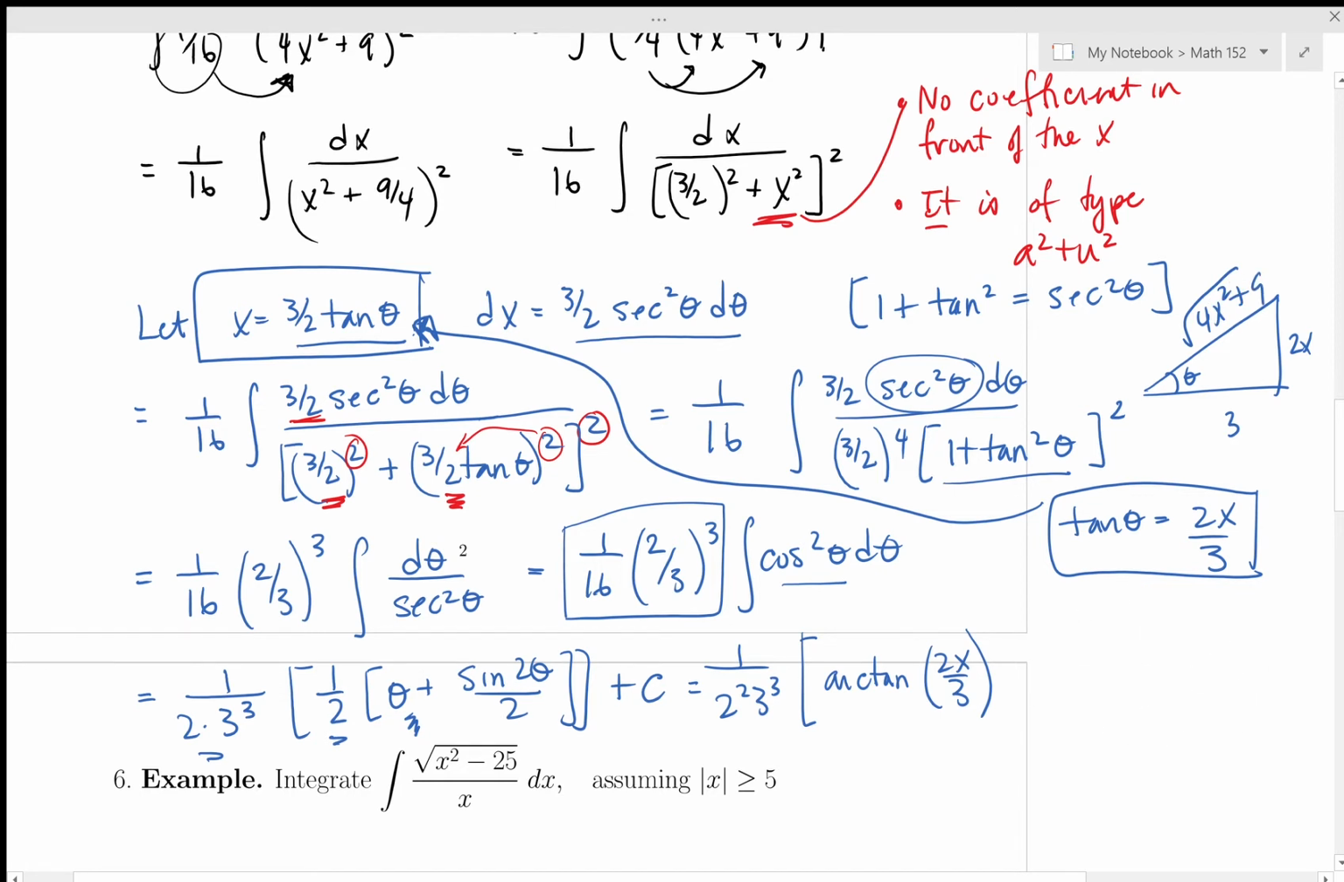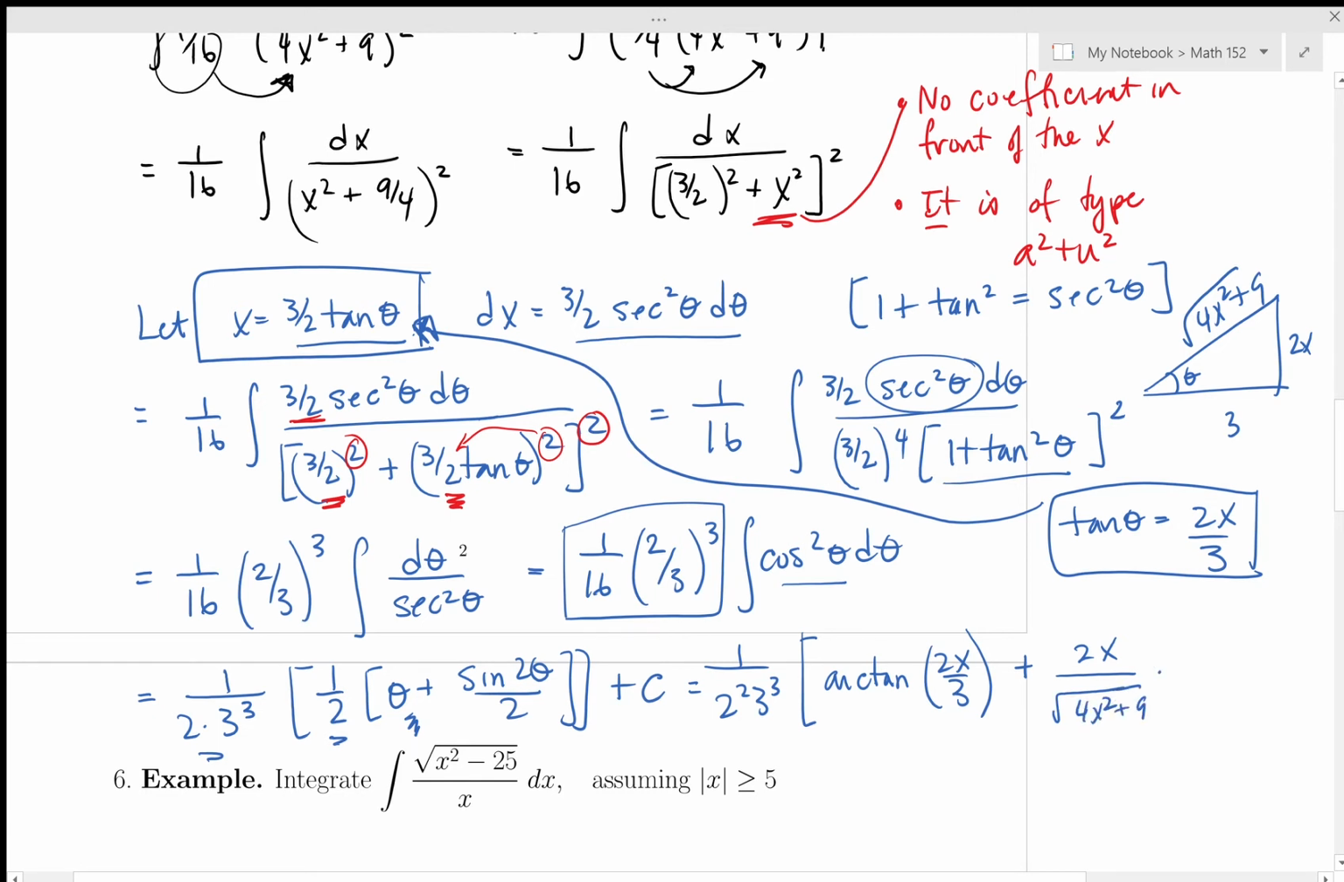Okay, so I've got the 2x over 3, and then I need sine 2 theta over 2, which is 2 sine theta cos theta over 2, which is just sine theta cos theta. So what is sine theta? Sine theta is, let's see, opposite over hypotenuse. That is 2x over the square root of 4x squared plus 9.